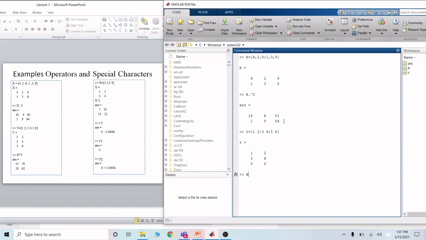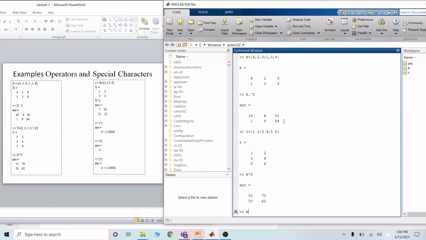X star y. The output is 55, 70, 50, 62. Output is 2 cross 2. Star is matrix multiplication.